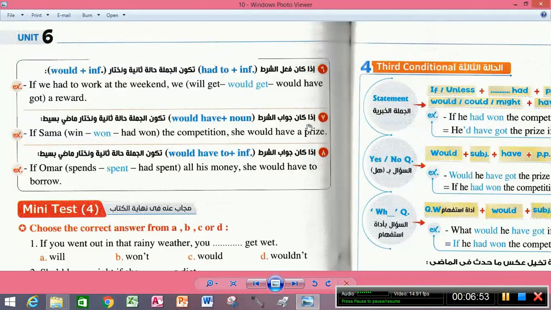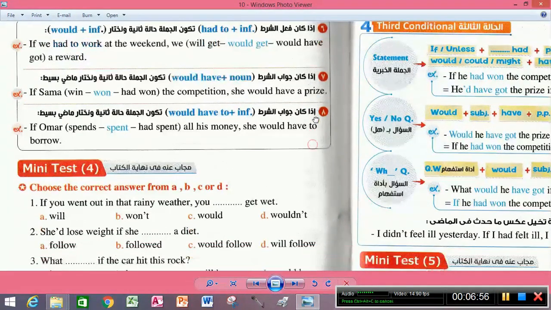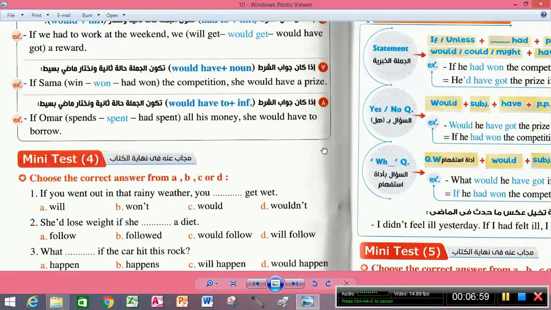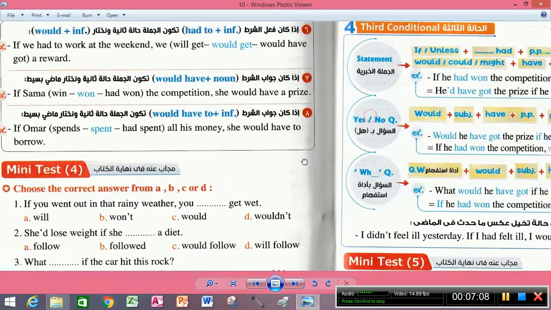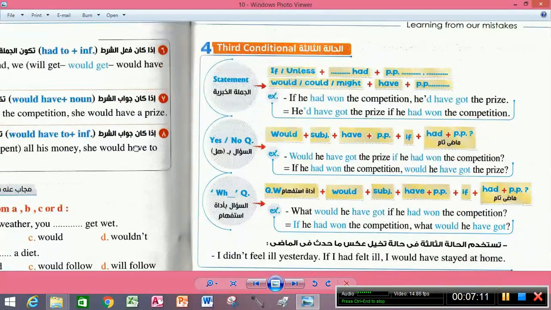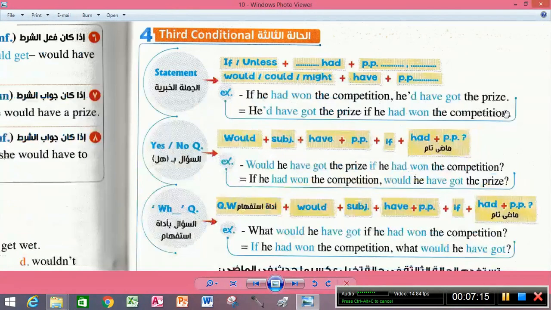Okay, let's move to this. If Omar spent all his money, this is a mistake in the book. If Omar spent all his money, he would have to borrow. Okay, let's move to the third case of the if conditional, which is if or unless plus had plus past participle.